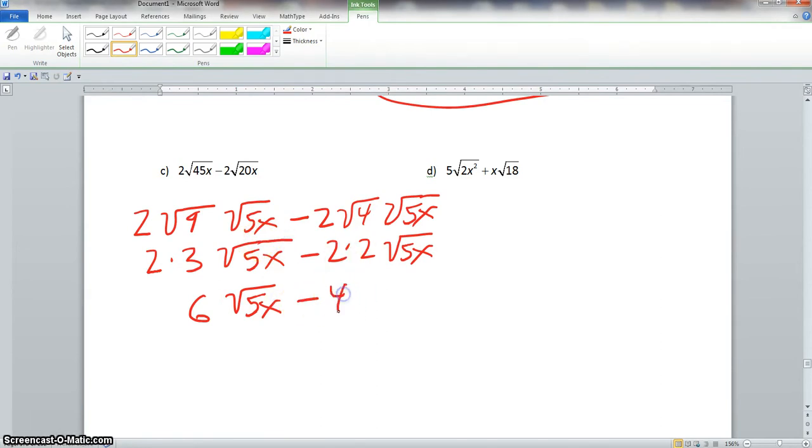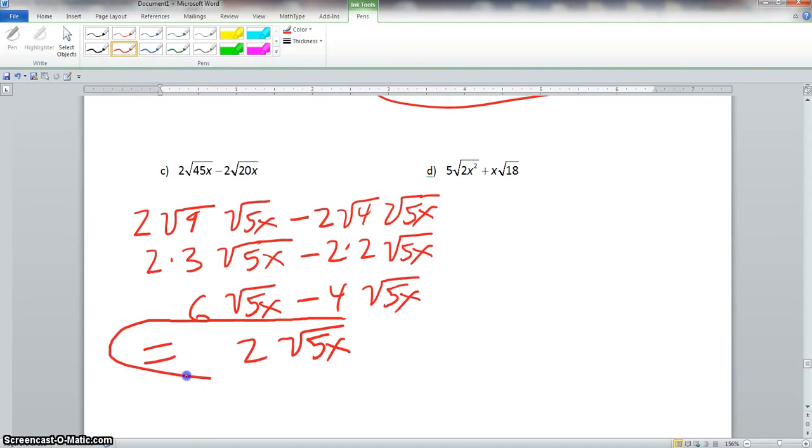Minus 2 times 2 is 4, square root of 5x. Now, they have the same index and the same radicand, so we can subtract them. 6 square root 5x minus 4 square root 5x is 2 times the square root of 5x. And that is the final answer for that problem.